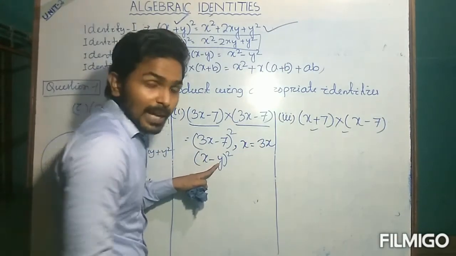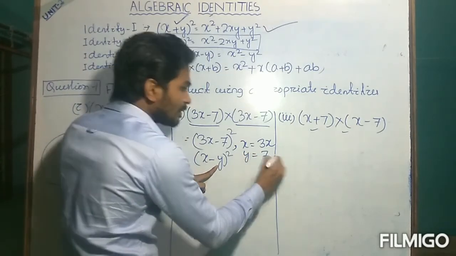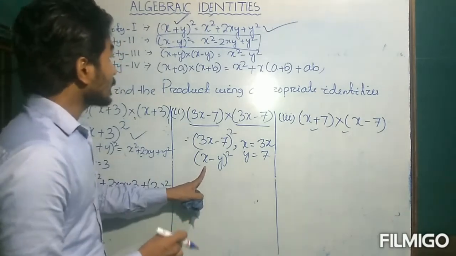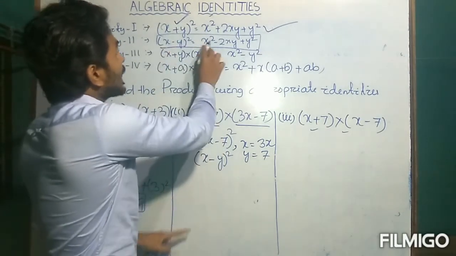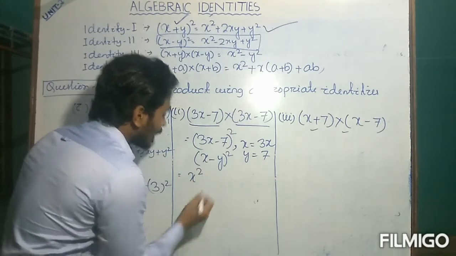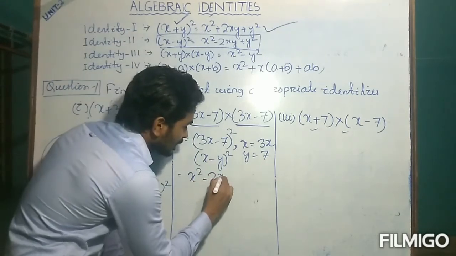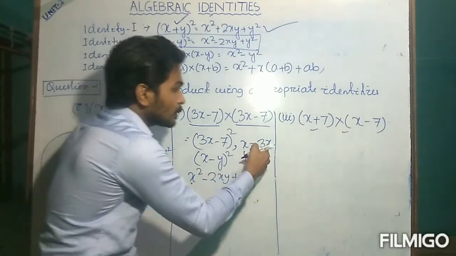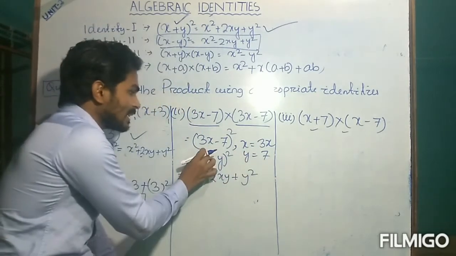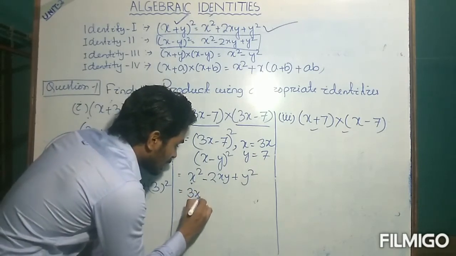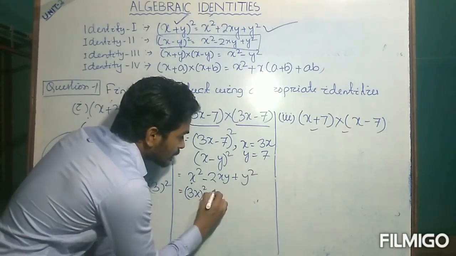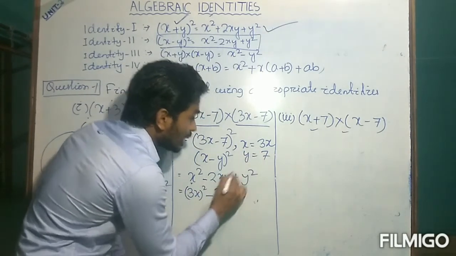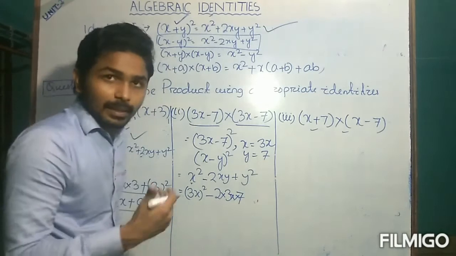3x, and in the place of y we have 7. Okay, it is now clear. So as the formula of (x minus y) square is x square minus 2xy plus y square, in the place of x you have to put 3x because x is equal to 3x. So (3x) square minus 2 into x, in the place of x again put 3x, into in the place of y put 7. Clear now?